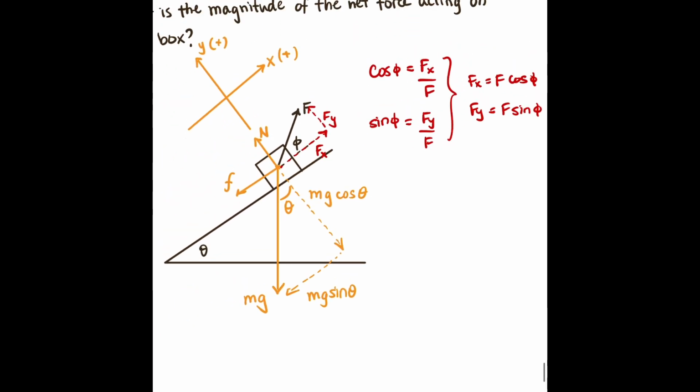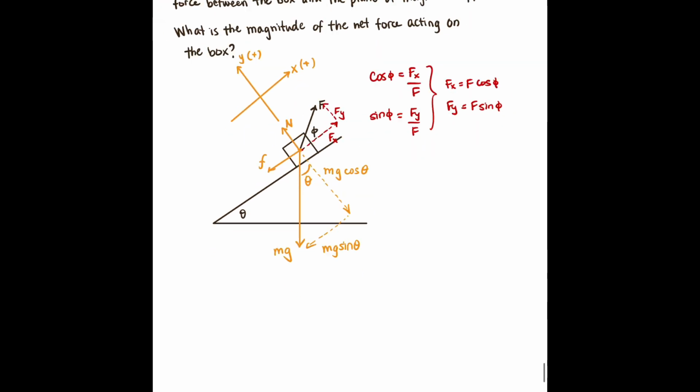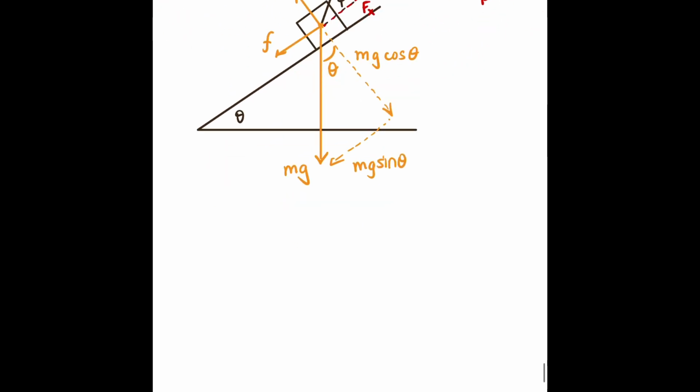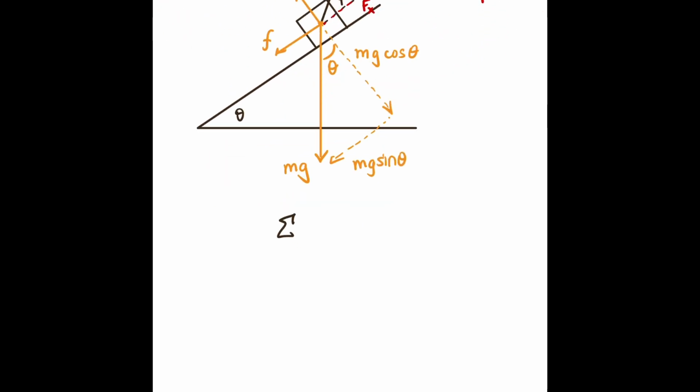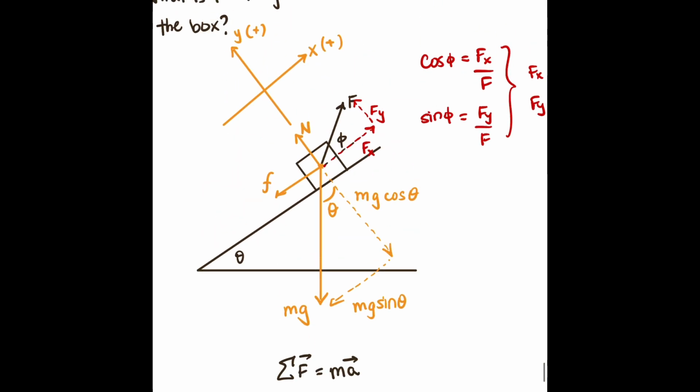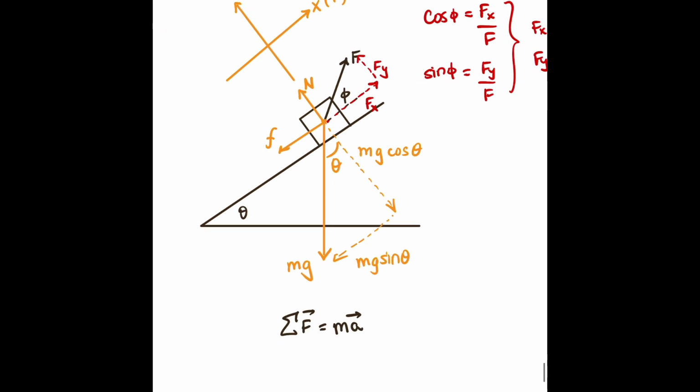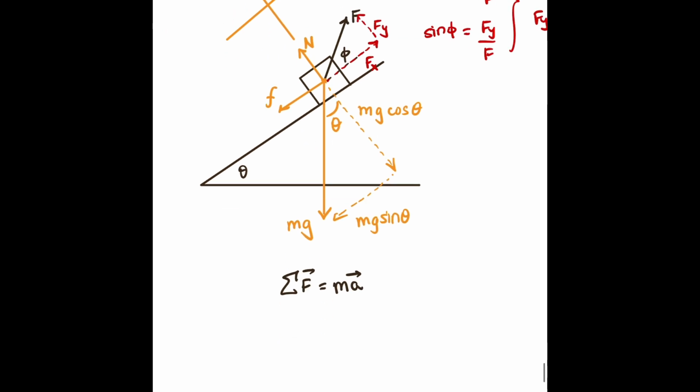Now that we have all of our forces drawn, let's write Newton's second law, which says that the sum of the forces is equal to mass times acceleration. Now, since the block isn't floating off of the ramp or going into the ramp, we know that the sum of the forces in the y direction is going to be 0. So we'll focus on the sum of the forces in the x direction.